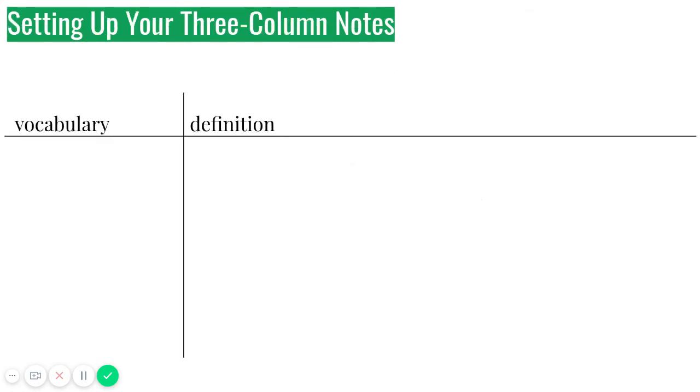We're going to set up a T-chart or 2-column notes. I know it says 3-column at the top. That's because I decided to take out the examples for you. My bad. So we're going to set up 2-column notes, vocabulary and definition. And you can see that I left a lot more room for definition. So pause the video, set up your 2-column notes there.